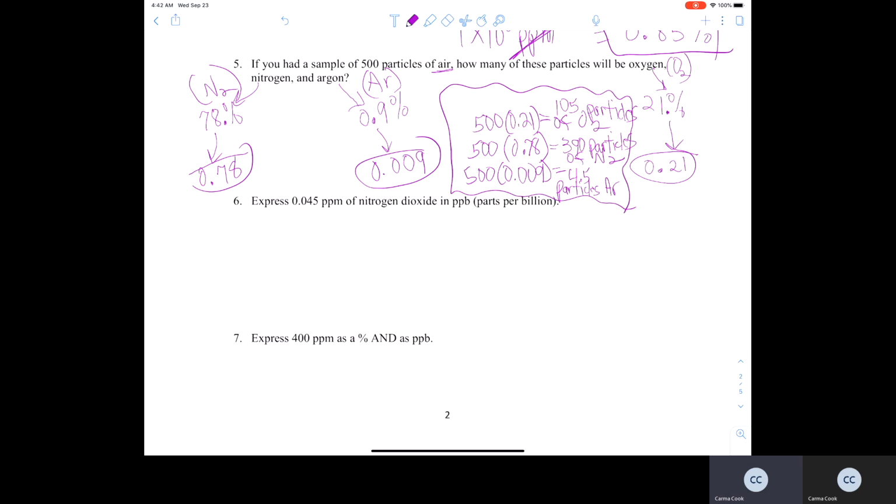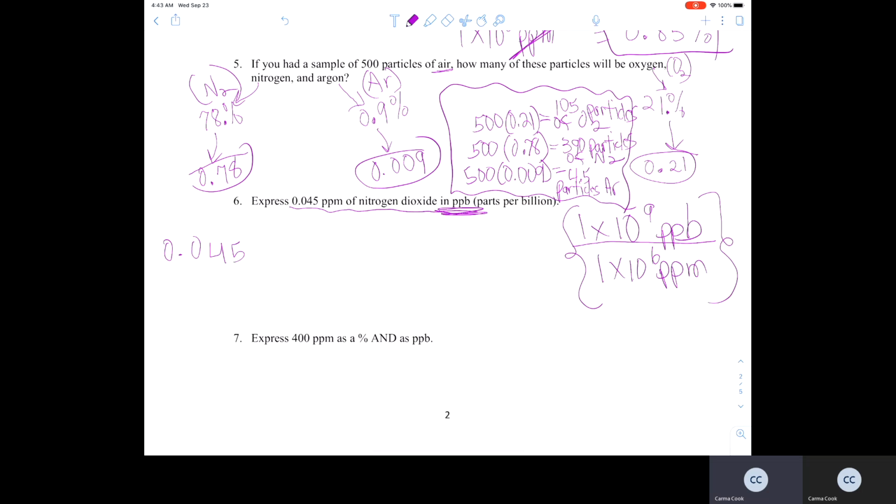Question 6, if you've got 0.045 parts per million nitrogen dioxide, what is that value in parts per billion? So we're going to be converting from parts per million to parts per billion. So what is the conversion factor that we need? A billion is 1 times 10 to the 9th. So 1 times 10 to the 9th parts per billion per every 1 times 10 to the 6th parts per million. So that is the conversion factor that we'll need.